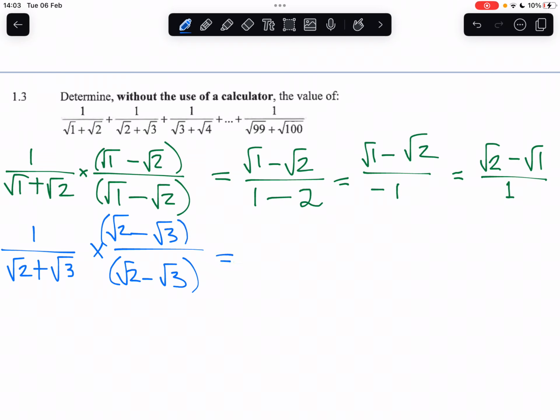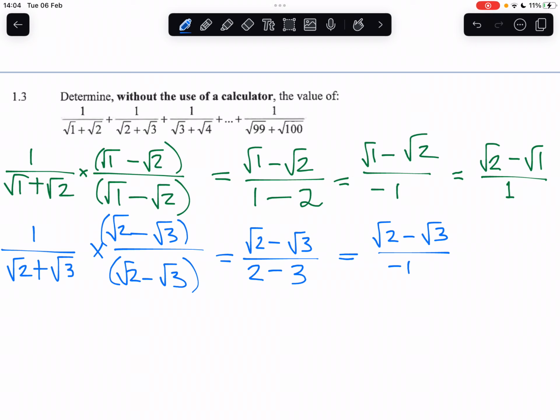Right, so the top will just be root 2 minus root 3. And the bottom, if you do FOIL, you'll end up with 2 minus 3. So again, we've got root 2 times root 2, which is just 2. And then root 2 times minus root 3, and then root 2 times positive root 3, so those two will cancel out. And then root 3 times negative root 3 will be minus 3. Okay, so we end up with root 2 minus root 3 divided by minus 1.